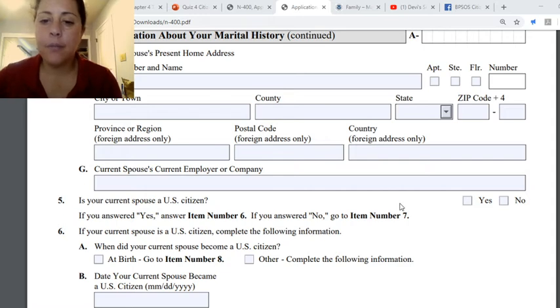Next, part number 5, question number 5, you are answering, is your current spouse a U.S. citizen? Yes or no? You see, it's a yes or no answer. If you answered yes, answer number 6. If you answered no, go to number 7. If yes, when did they become a U.S. citizen? Or if you answer no, question number 7.